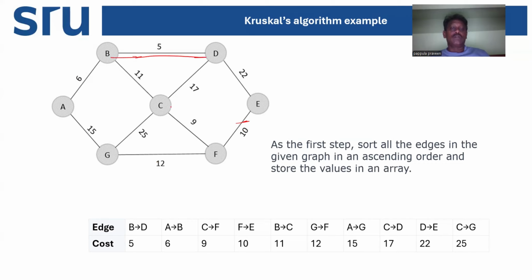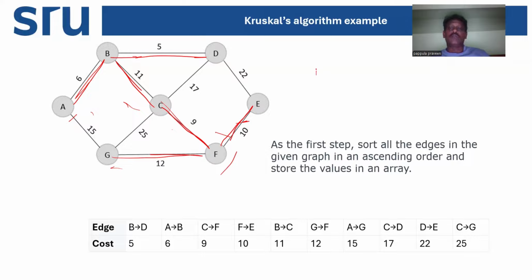So we have to select B to D first. And next, which is the minimum cost edge? I think this is the minimum cost edge, B to A. And next, which is the minimum cost edge? Now this is the minimum cost edge, C to F. And the next one is the minimum cost edge, and the next one is the minimum cost edge. So finally we can cover all the vertices.